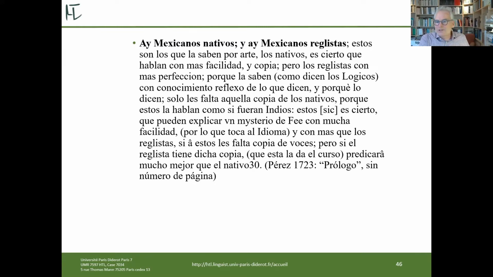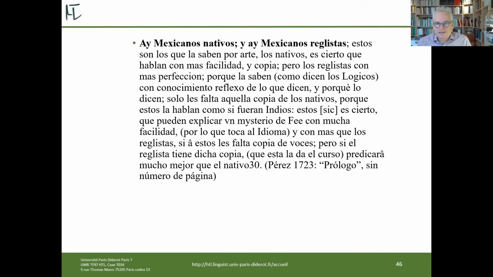Hay mexicanos nativos y hay mexicanos reglistas. Some who know the language as native speakers, as native tongue, and others who are mexicanos reglistas, those who know the rules. And it's very interesting to see here: estos son los que la saben por arte. They have acquired this language with an arte, the grammar.